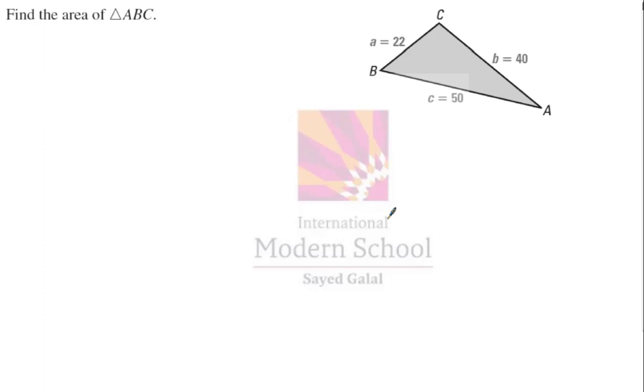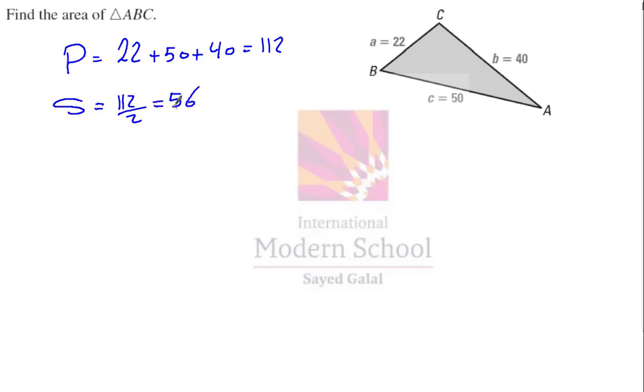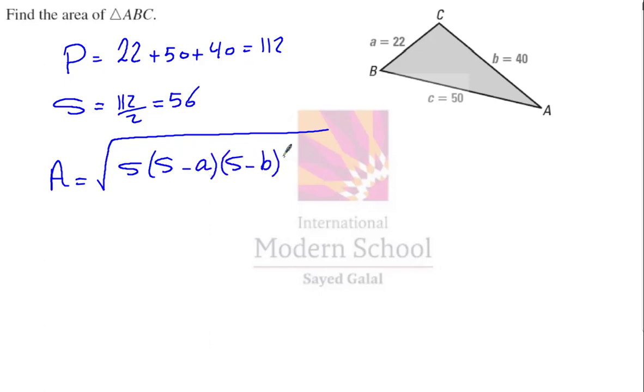Find the area of triangle ABC. At first, I want to find the perimeter of the triangle: 22 plus 50 plus 40 equals 112. Find half the perimeter, S: 112 over 2 equals 56. Then the area of a triangle equals root of S times (S minus A)(S minus B)(S minus C).